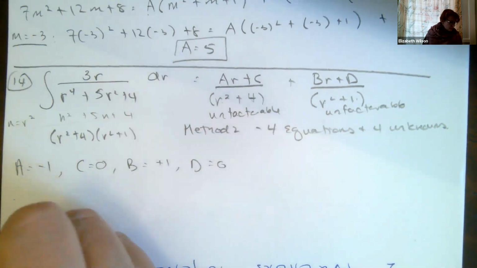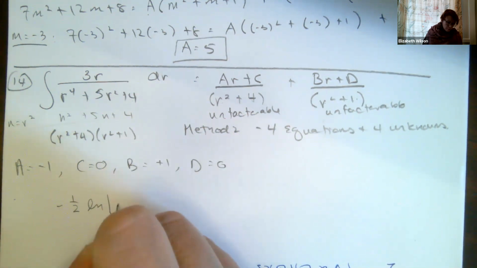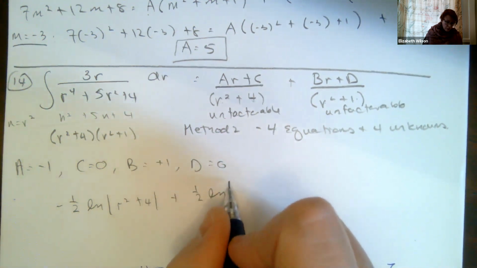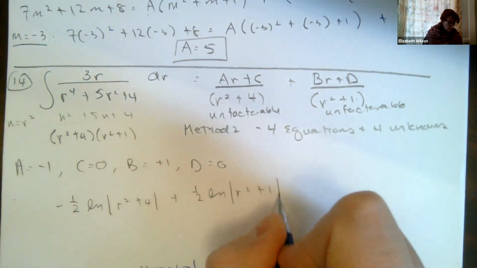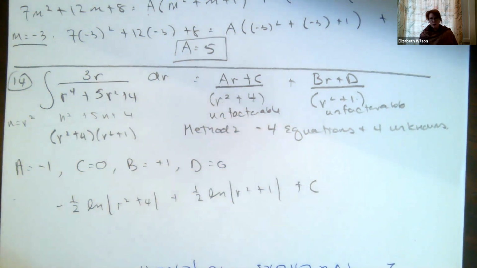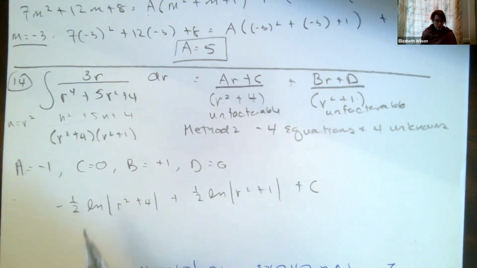And my final answer was -1/2 natural log |R squared plus 4| plus 1/2 natural log |R squared plus 1|, plus C. Remember, I put the absolute values on it just to keep myself honest, even though technically speaking the values are always going to be positive.